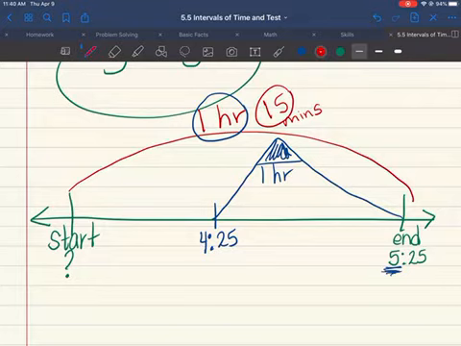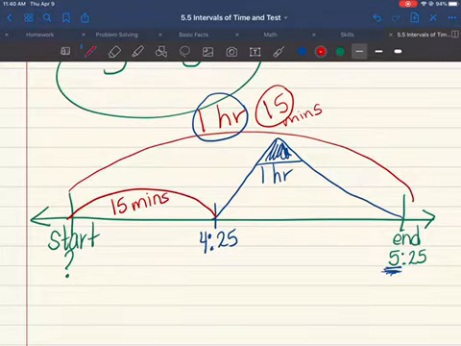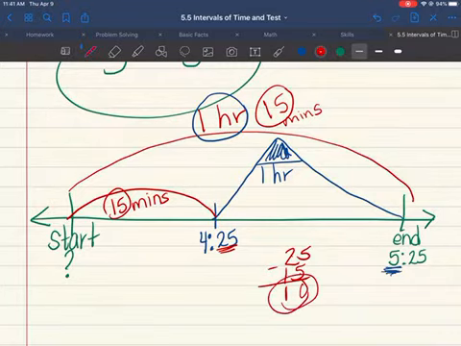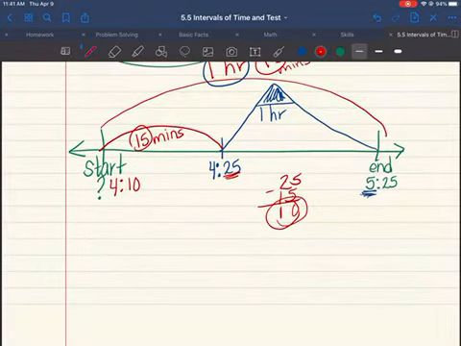I still need to go back 15 minutes. So I'm going to go ahead and do a mountain for 15 minutes. If I have 25 minutes and I take away 15 minutes, where am I going to get to? 5 minus 5 is 0. 2 minus 1 is 1. So that means I'm going to go back to 10. So my start time is going to be 4:10. Let's go ahead and do that by using the algorithm.